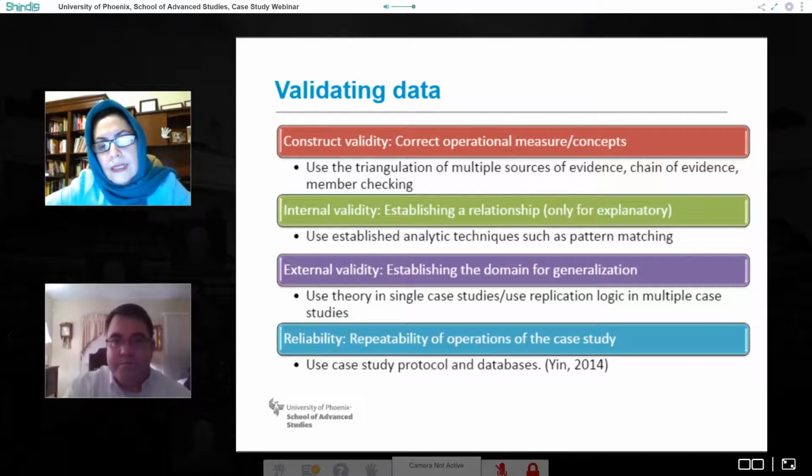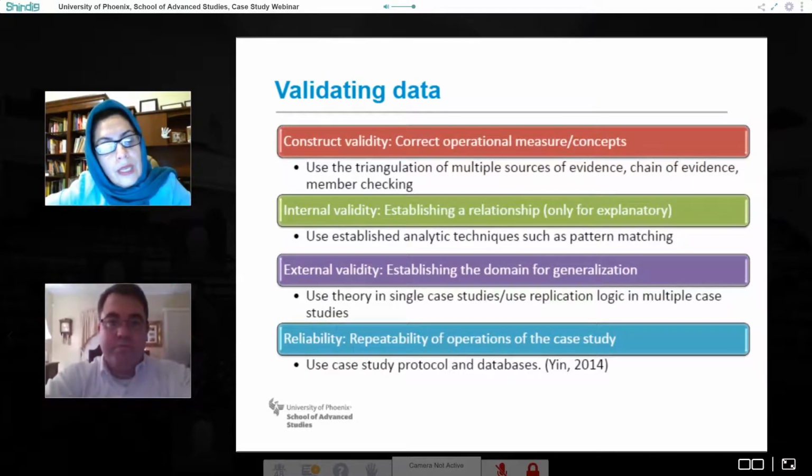For external validity, we try to establish the domain for generalization. Again, here we talk about the theory in single case study, but be careful. Again, we are not talking about a grand theory. We are not talking about something like experiential learning theory. No, it's just a theory that you develop at the beginning of your study. And now you come back and say whether what I thought at the beginning was right or not, depending on the result that you collected from your case study.